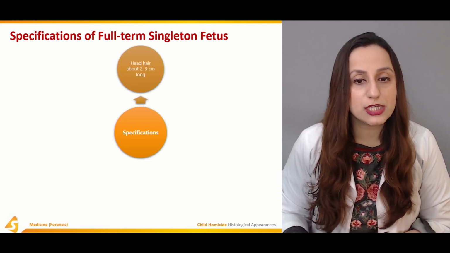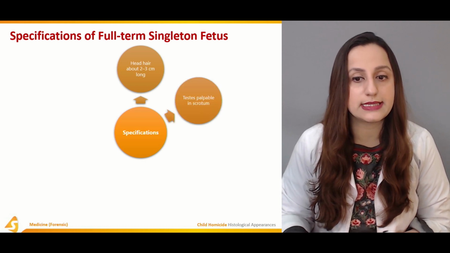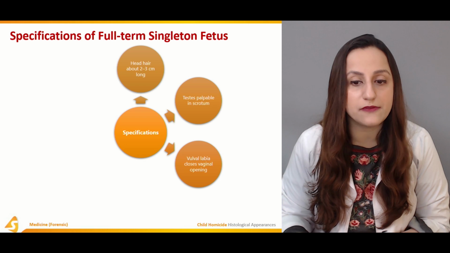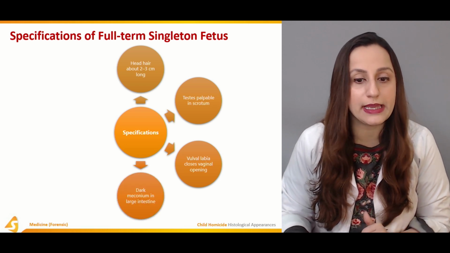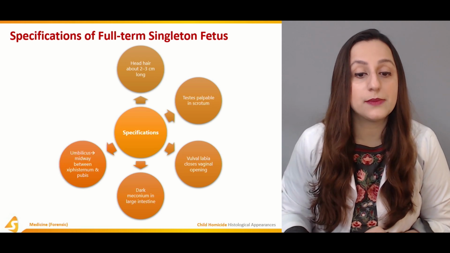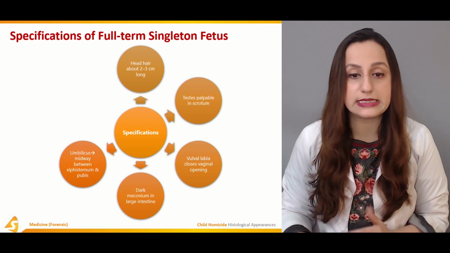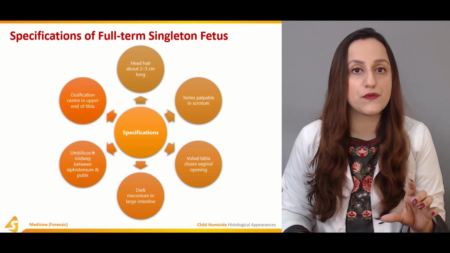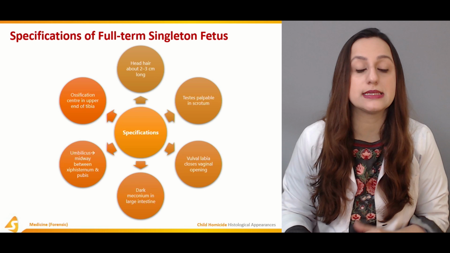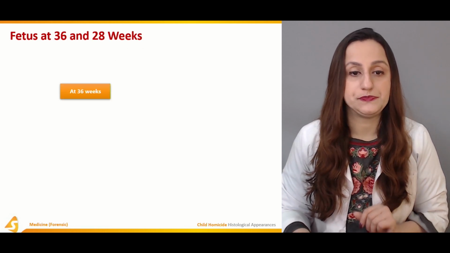So the specifications: the head hair is about 2 to 3 centimeters long. The testes are palpable in the scrotum. The vulva labia closes the vaginal opening. The dark meconium is present in the large intestine. The umbilicus is almost midway between the xiphisternum and the pubis. That is going to be the location of the umbilicus. The ossification centers in the upper end of the tibia are again going to be looked for.